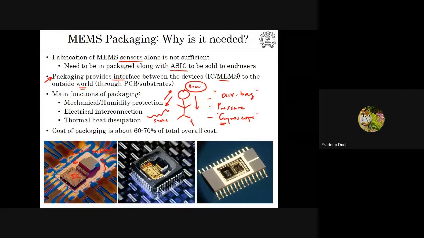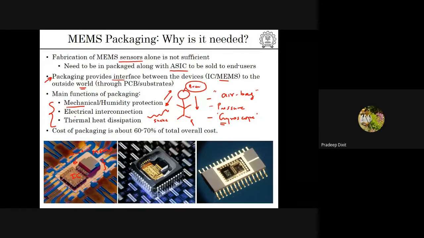If you summarize the main function of the packaging, it has three functions. First of all, it provides the mechanical interconnections and mechanical protection. All these MEMS sensors are very fragile, very small, very delicate. So you need to provide some kind of protective environment so that any external shock does not damage the sensitive MEMS sensors. That is one of the major things.